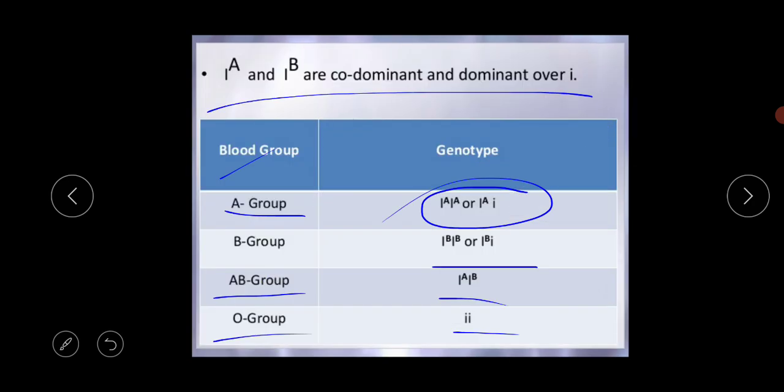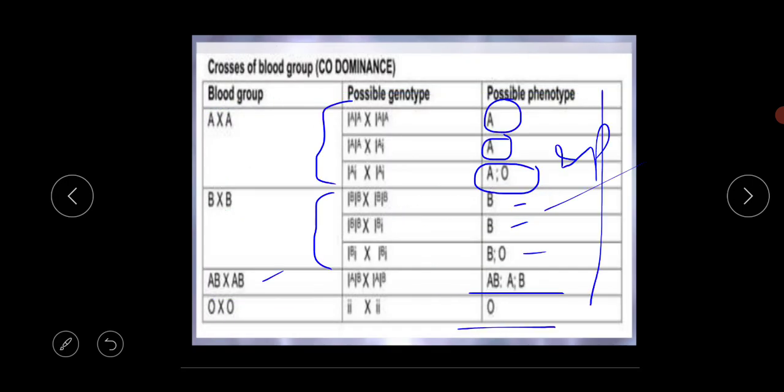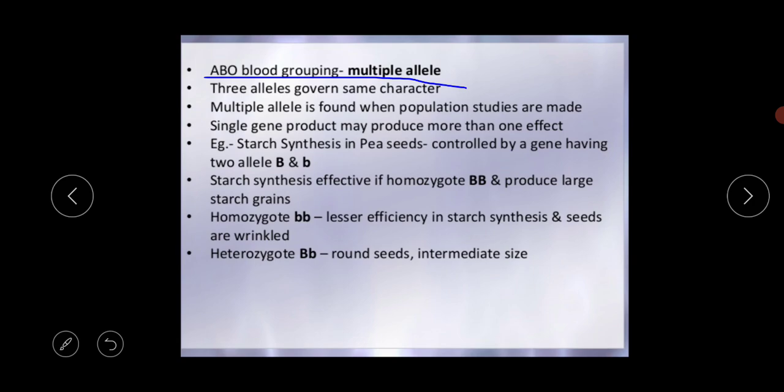So here the locus is the same, the location is the same, chromosome 9. But this I gene has 3 alleles, IA, IB and i. That's why it shows multiple allelism. So the ABO blood grouping is a good example of multiple alleles. These 3 alleles govern the same character, and the character is the blood group.